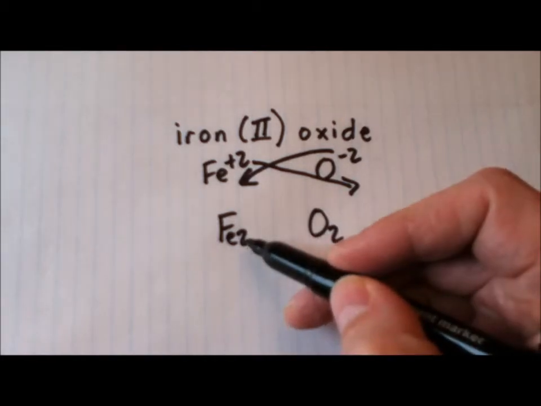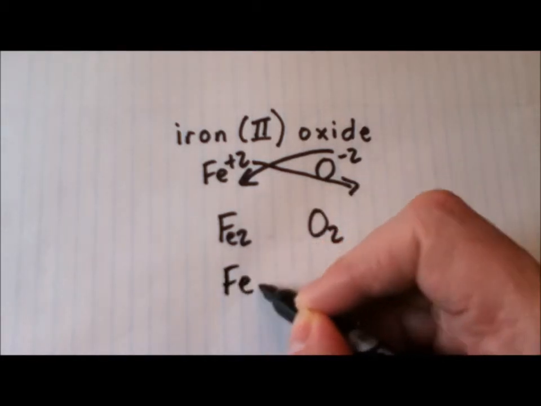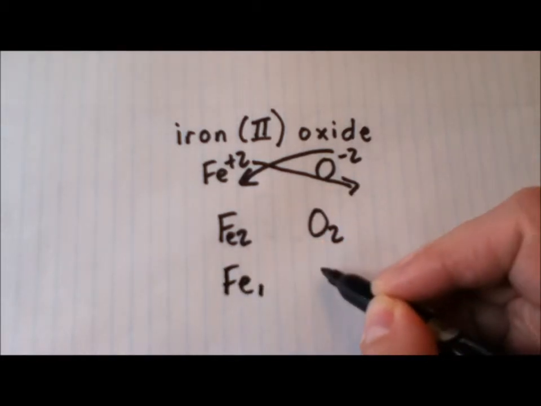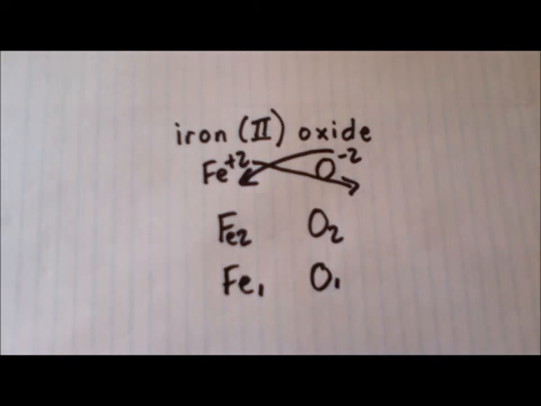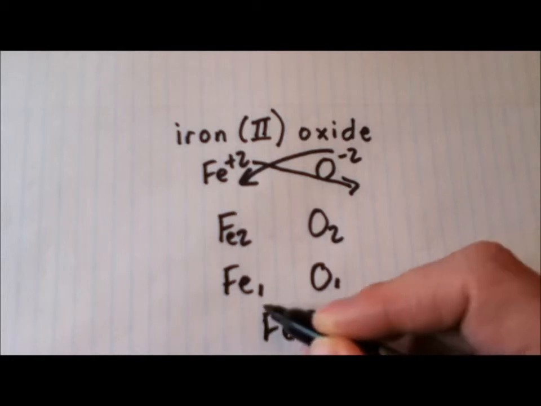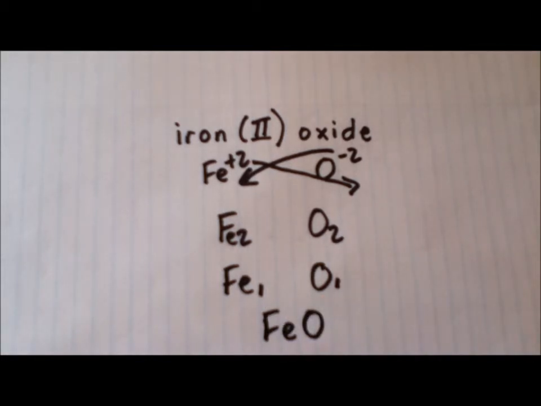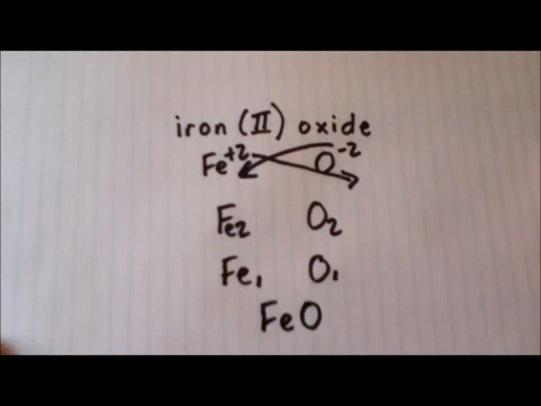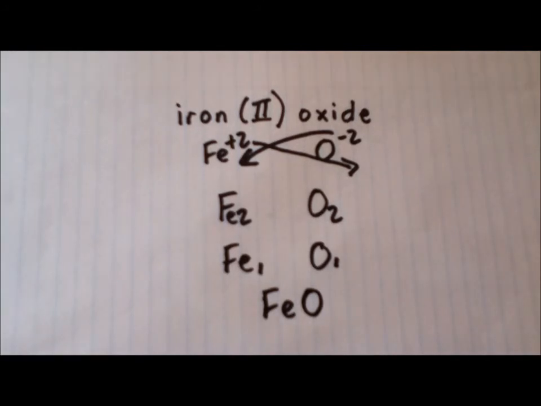So if I divide 2 by 2, I get 1. And if I divide 2 over here by 2, I get 1. So I got Fe1O1, which can be typically written as FeO. We generally don't write these ones when we're doing these types of questions. So just FeO, iron(II) oxide, that is its formula.